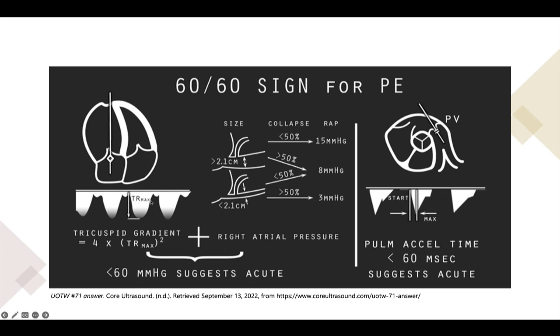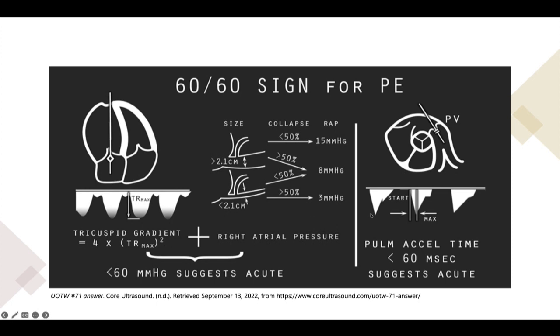and you're going to get this blood flow graph down here. And all we're really doing is measuring that peak right here, from base to peak of that blood flow, pretty much that swath right there. And it'll give you a pressure. And in the case of an acute process, that pressure is normally less than 60 millimeters of mercury, which suggests pretty much acute PE.